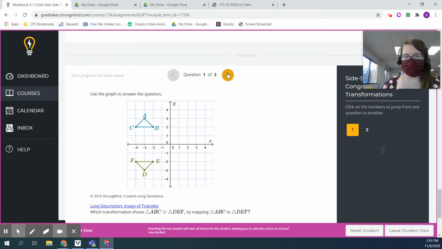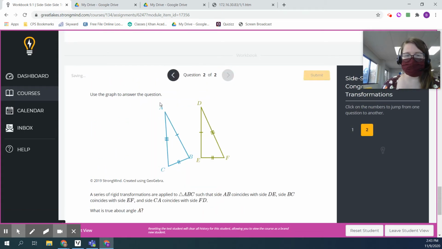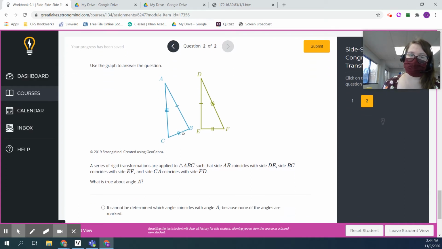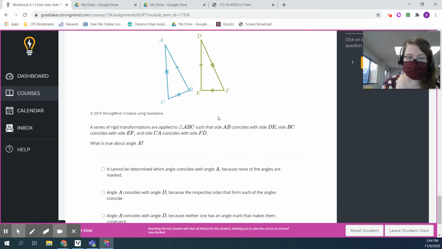Okay, and then the next one. You can see that these are a little bit different, because notice that ABC goes with DEF because there's one tick mark on this one, 2, 3. So it goes 1, 2, 3, going around counterclockwise on this one, but clockwise as you're going around this one. So they do coincide because all the sides line up.